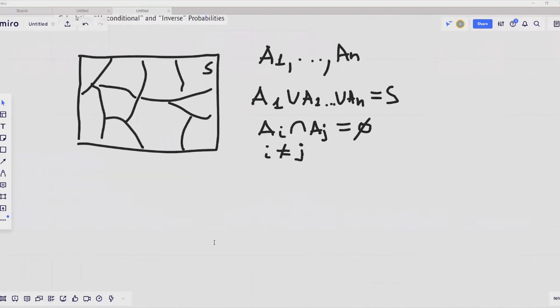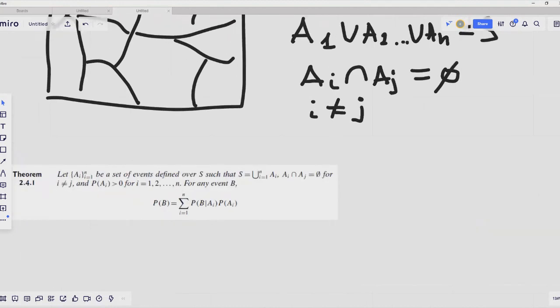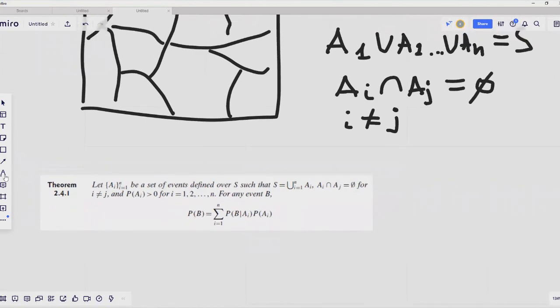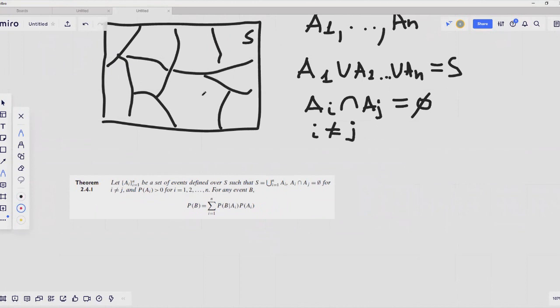And the following theorem, theorem 2.4.1, gives us an opportunity to calculate the unconditional probability of event B that is defined on partitioned sample space S. Now, let's prove that theorem.